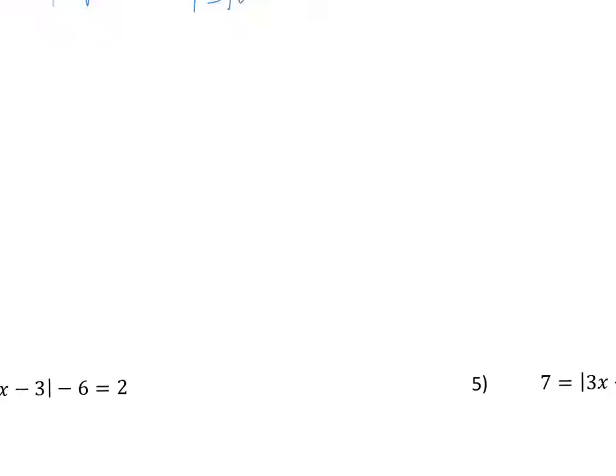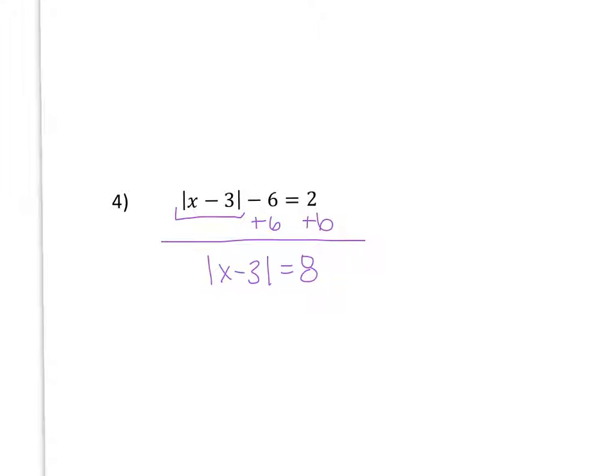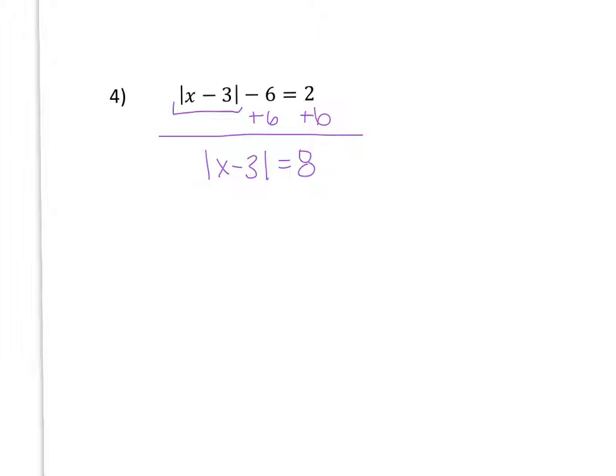All right, moving on to number 4. Be really careful here. It's not isolated yet, so you have to get it by itself before you branch. That's a common error. A lot of people want to branch it right away. So get it by itself by getting rid of that minus 6 by adding 6 to both sides. Then you end up getting the absolute value of x minus 3 is equal to 8. And then now we can branch our equations.